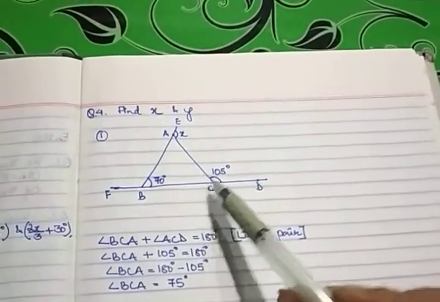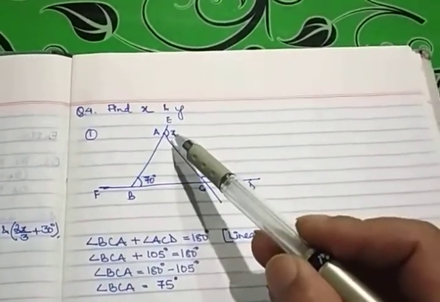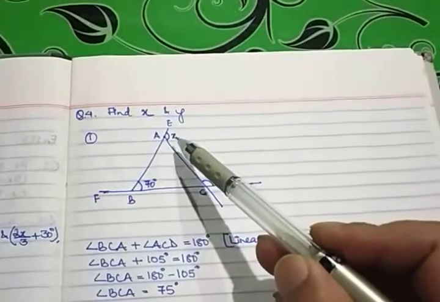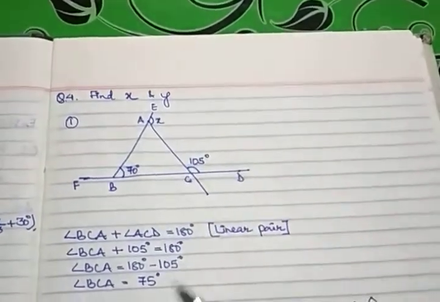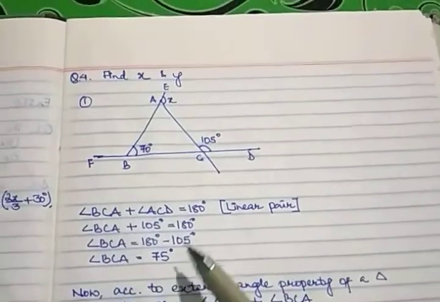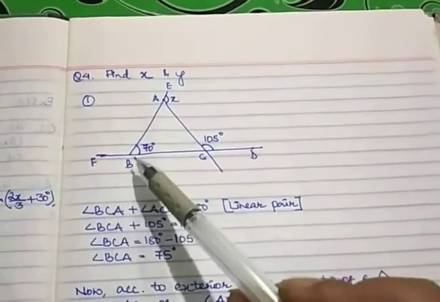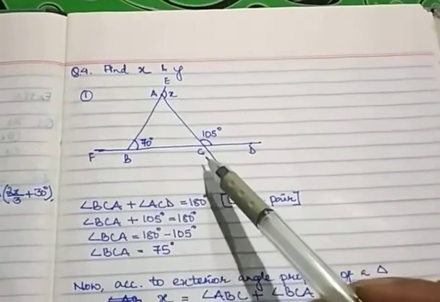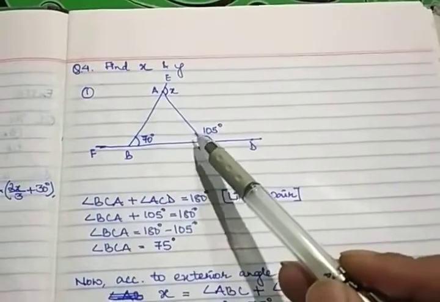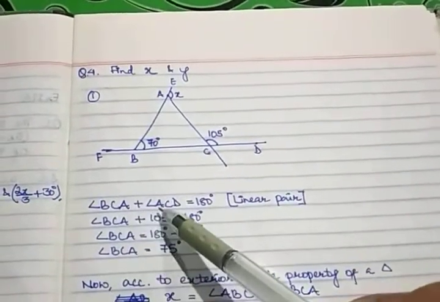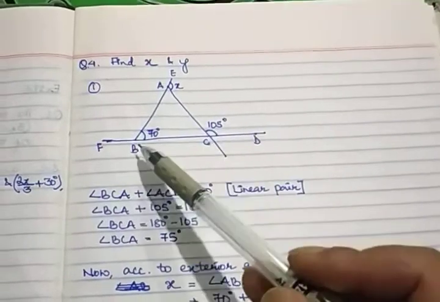Why do we need to find this angle? Because we need to find the value of x. Why? Because x is the exterior angle of a triangle and the exterior angle is equal to the sum of its interior opposite angles. So that is what we're going to do. See, I have given the names as well: angle BCA. See, BCA, with the vertex written in the middle, means I am denoting this angle. Okay, so angle BCA plus angle ACD, this angle.